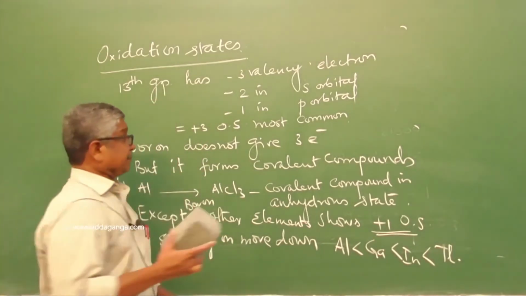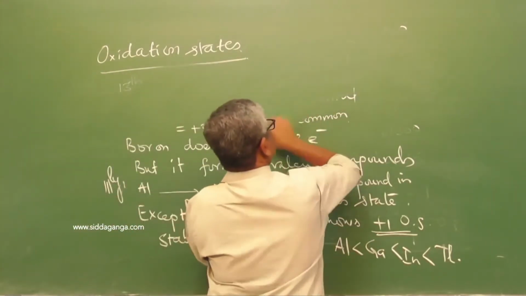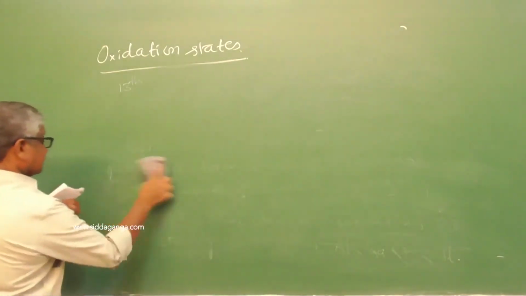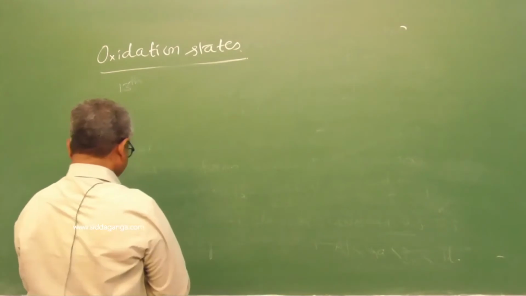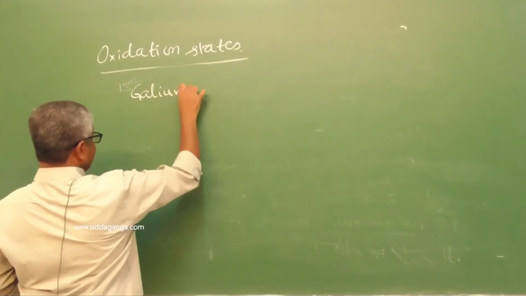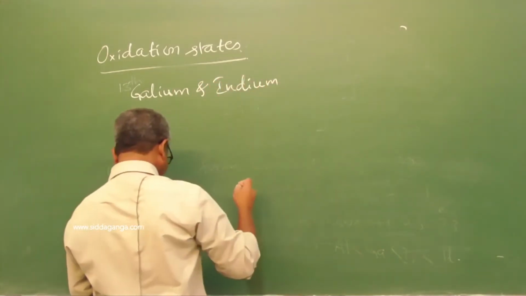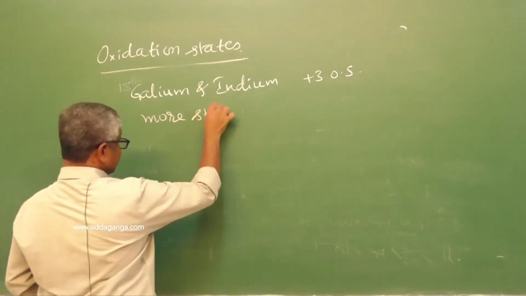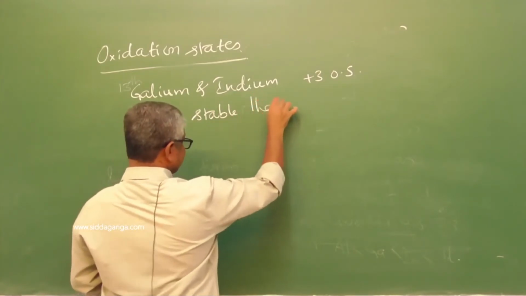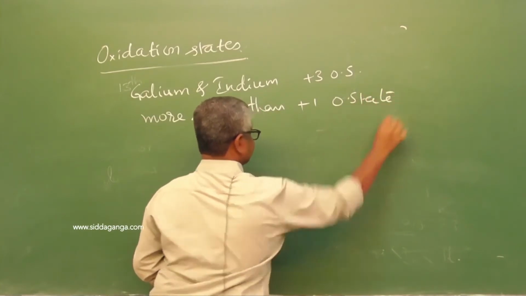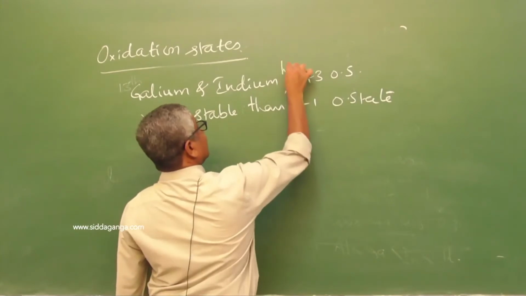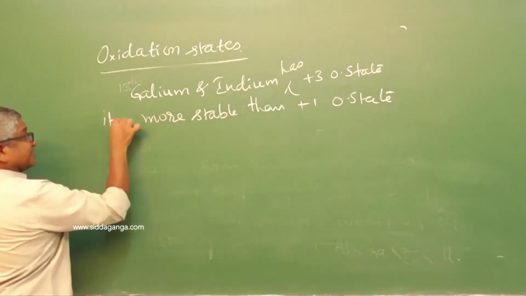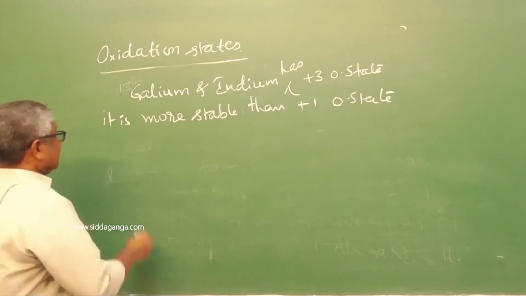Gallium and indium have the +3 oxidation state, and it is more stable than the +1 oxidation state.